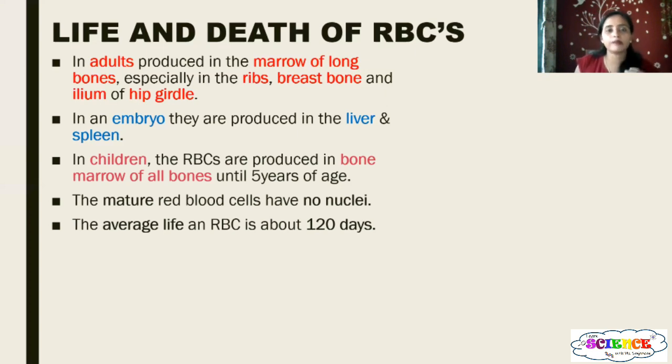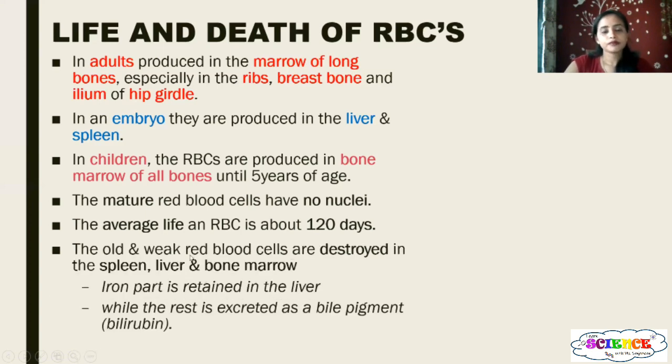Dead cells cannot remain in our body for long. They have to be destroyed. Its average lifespan is about 120 days, so it gets destroyed within 120 days. Where is it destroyed? It is produced in red bone marrow, as we have studied. After 120 days, it is destroyed in the spleen, liver, and bone marrow.